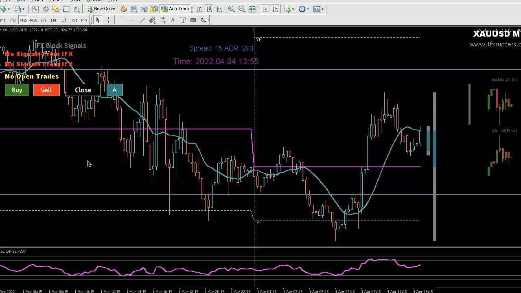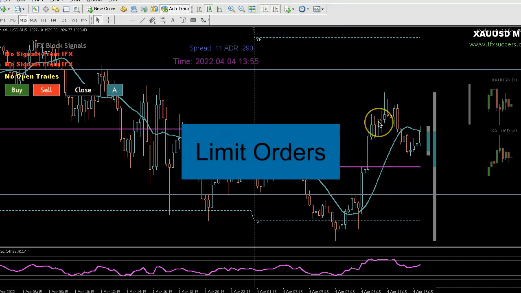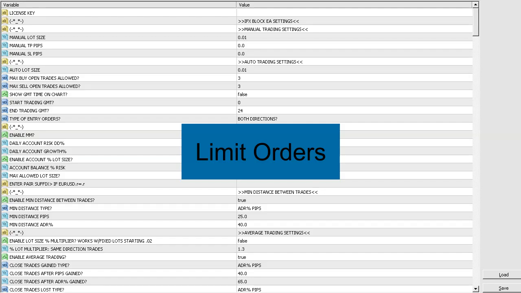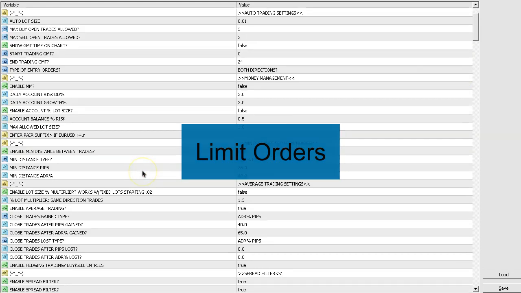And today we're going to talk about an update on the IFX EA, and that is going to be the buy and the sell limit orders and how that is going to work. In the following videos, we're going to keep talking about different updates on the EA that are going to benefit you. So the first update is going to be the buy and sell limit orders.